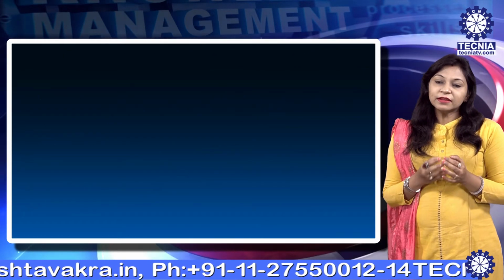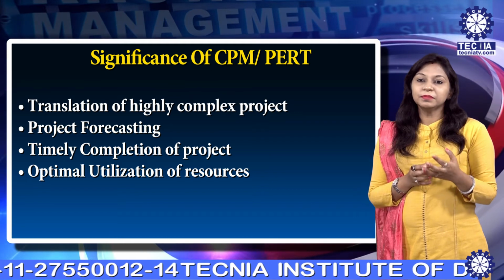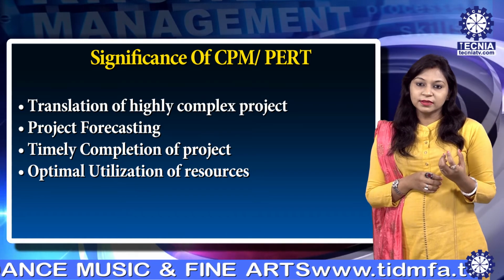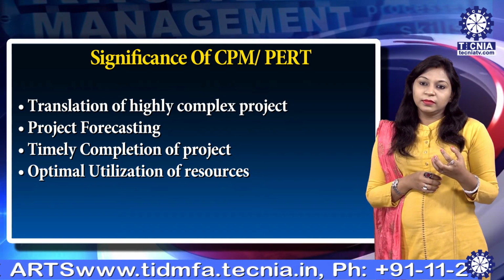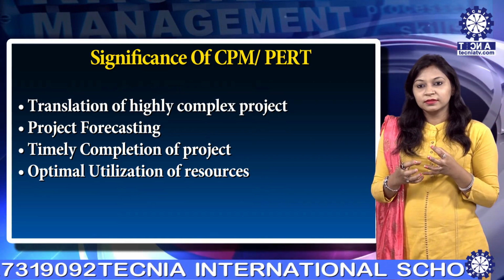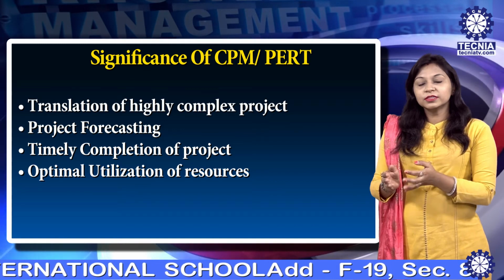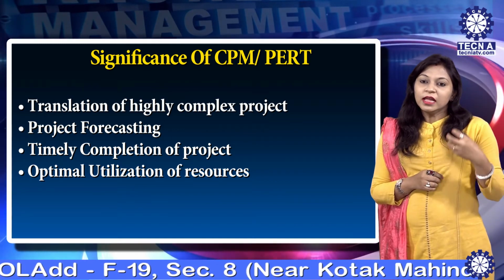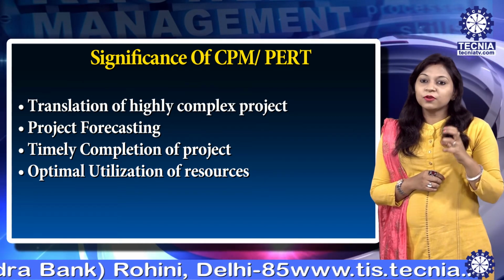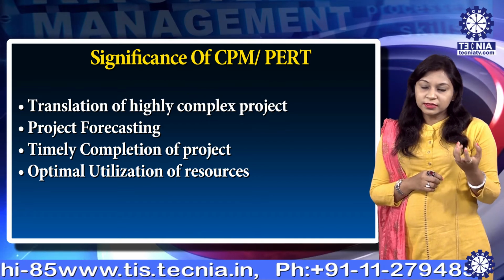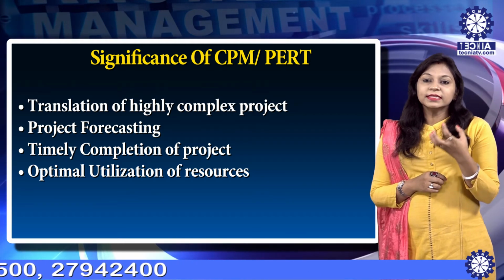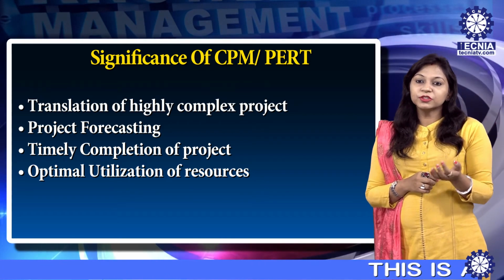Now we talk about the significance of using the PERT and CPM techniques. The first and most important significance is the network diagram. A network diagram helps translate highly complex projects into a set of simple and logical arrangements of activities. A network helps us draw the activities in a logical manner. And using the forward and backward methods in CPM, or the probability distribution function in the case of PERT, we can estimate the time of completion of the project.